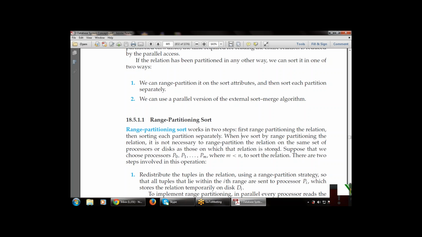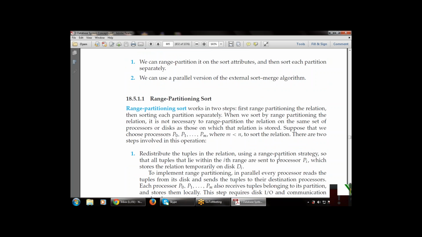When we sort by range partitioning the relation, it is not necessary to range partition the relation on the same set of processors or disks as those on which the relation is stored.